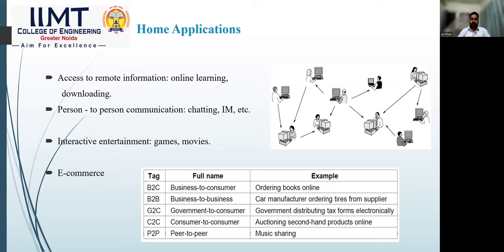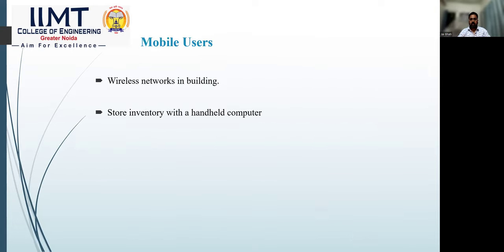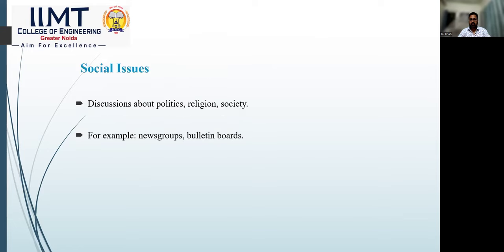In home applications, we use computer networks to access remote information like online learning or downloading a movie or a song. Person-to-person communication like chat messengers, interactive entertainment like online games or movies on an OTT platform, or e-commerce shopping. For mobile users, the wireless networks provide the computer networks available in a building to share the resources or the information among the various nodes, or like store inventory with a handheld computer. In social issues, we can use computer networks for discussions about politics, religion, and society with the help of news groups or bulletin boards.